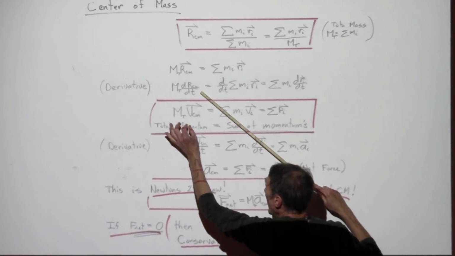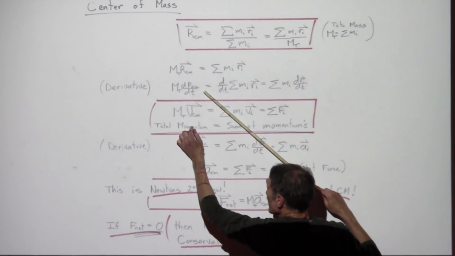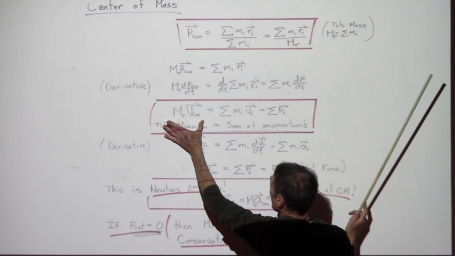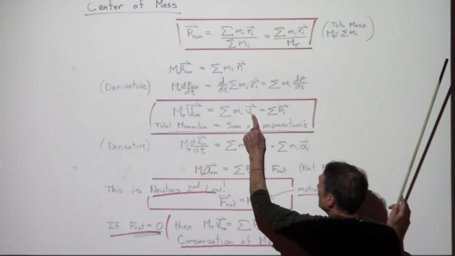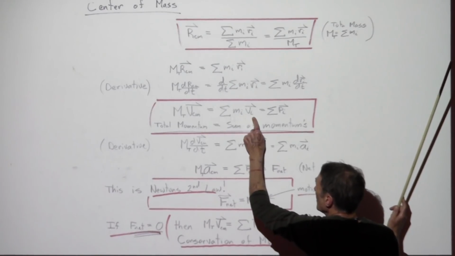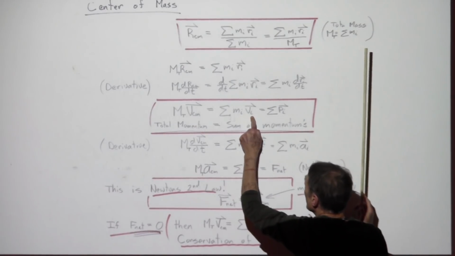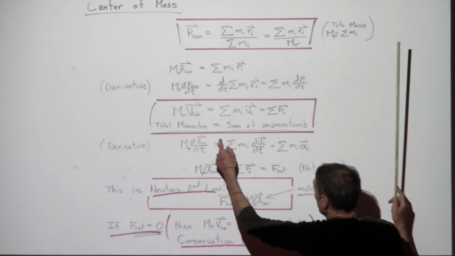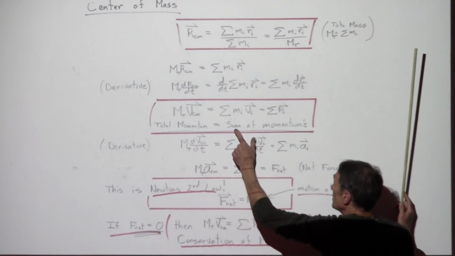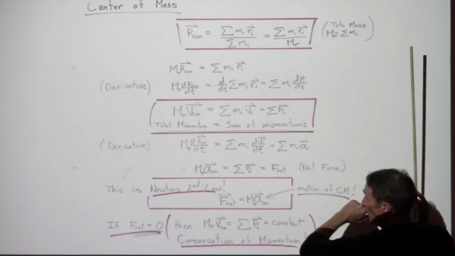So the total mass times the velocity of the center of mass is the momentum of the center of mass, and that is equal to the sum of the individual momentums of all the particles or pieces, just summing them up. So the total momentum of the system is just equal to the sum of the individual momentums.